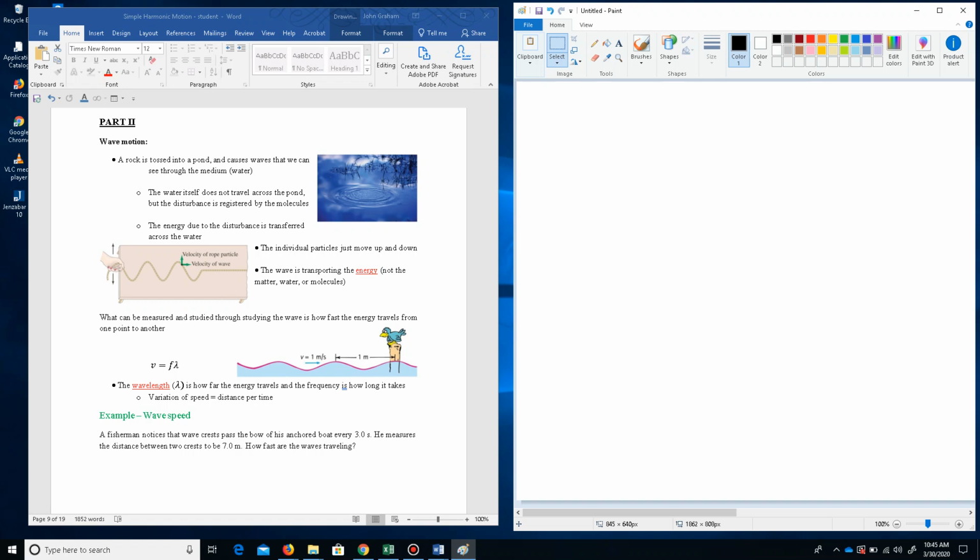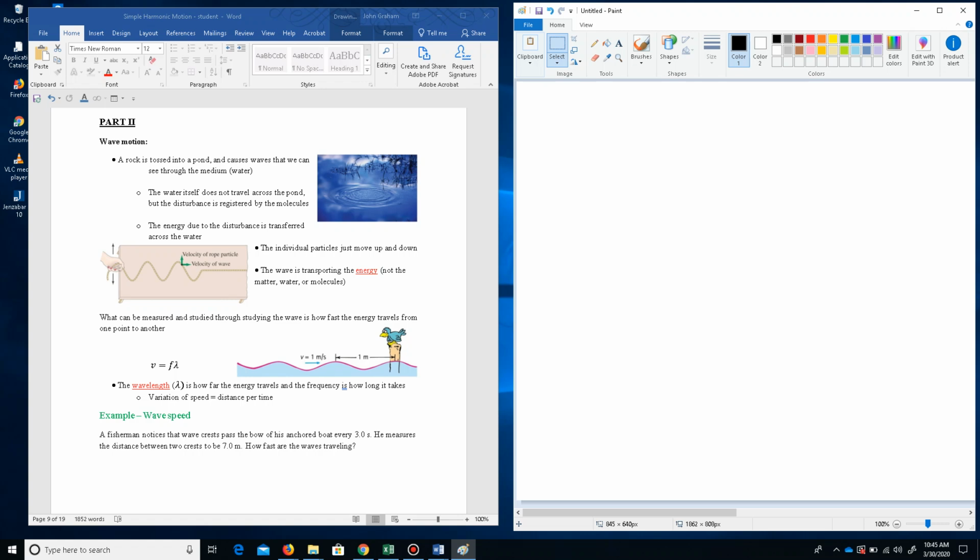What's actually happening is the particles, we can see this as a rope or even as the water down here, are just moving up and down as they get disturbed with this energy. But then the energy transfers to the next particle and so on. And so we can measure the velocity that it takes for this energy to move across. And we find that the velocity is equal to the frequency times what we call the wavelength.